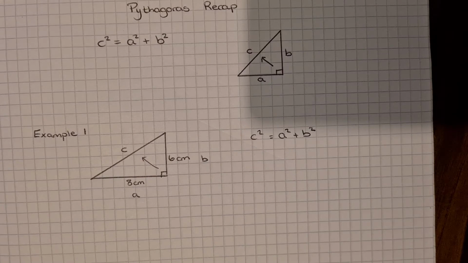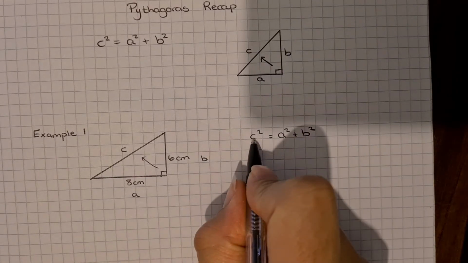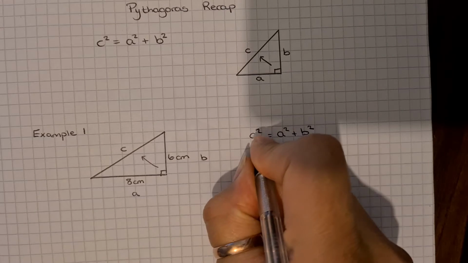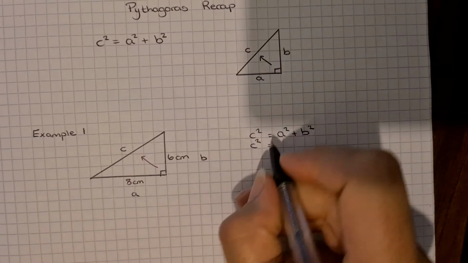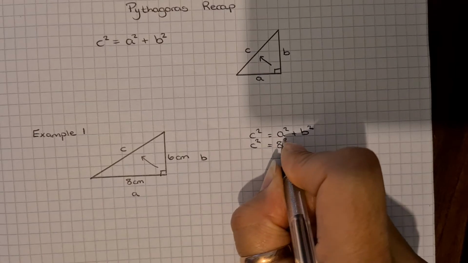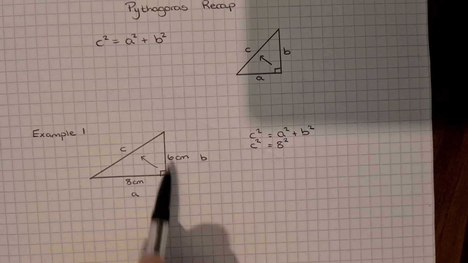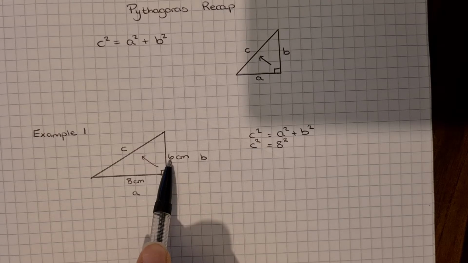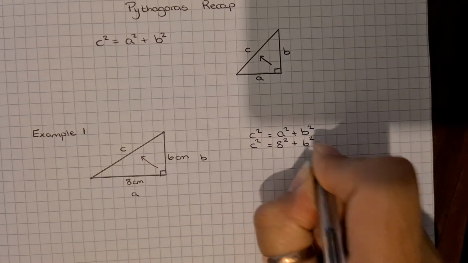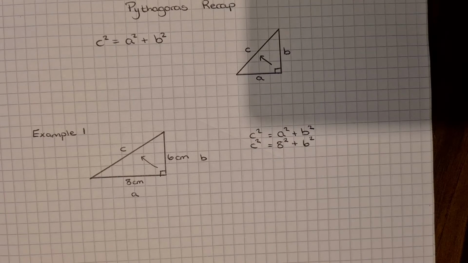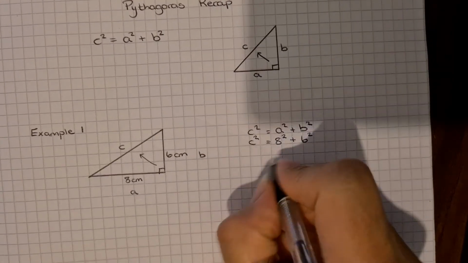Then on the next line, you put in the numbers. So we don't know what c is, so we're going to keep that as c squared. A is 8, so I'm going to put 8 squared instead of a squared. And b is 6, so I'm going to put plus 6 squared instead of b squared. Then I'm just going to work out what the answers are.